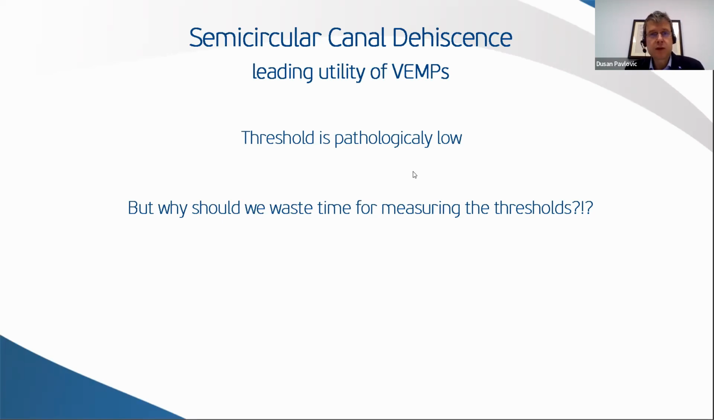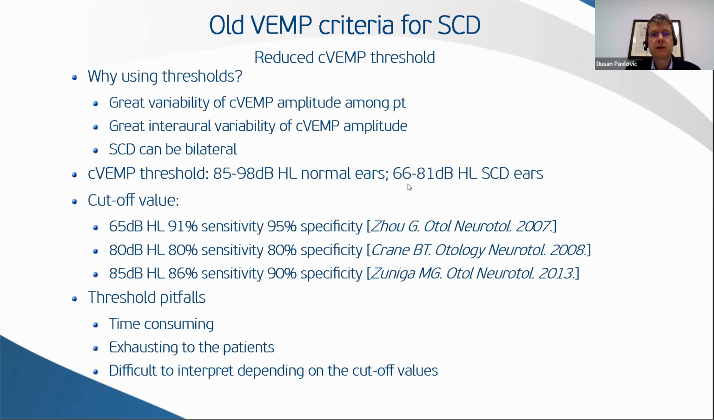And what I was mentioning, in order to diagnose patients with a dehiscent ear, as we mentioned that the amplitude is bigger, we can measure a threshold. So in the dehiscent ear, the threshold is lower. And here are the old criteria which are dedicated to measuring the threshold. What's wrong with it? Actually, we know that with VEMP, there is great variability among patients, and also in the same patient, there is some variability between left and right ear.